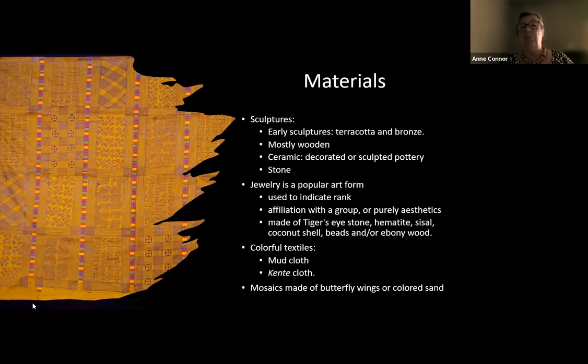Colorful textiles, mud cloths, and the Celtic cloths that you have as an example there on the table. Mosaics made of butterfly wings or colored sand. Unfortunately, I couldn't find any example for that.